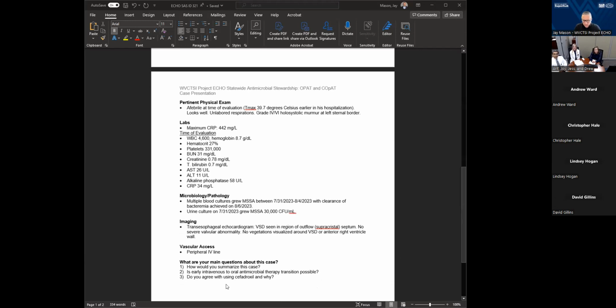So main questions about this case, and to generate some discussion from the group as well: how would you summarize this case? What would be a one-sentence summary or the diagnosis for him? Anyone?